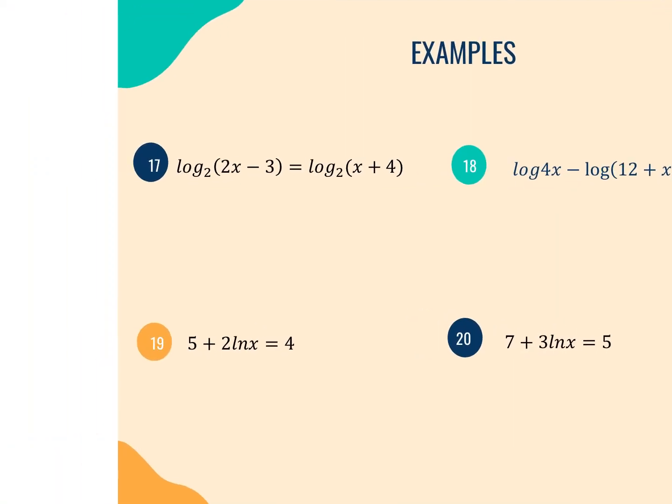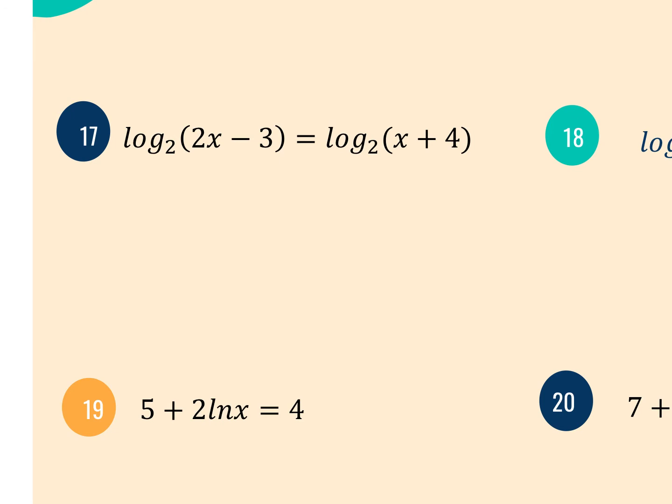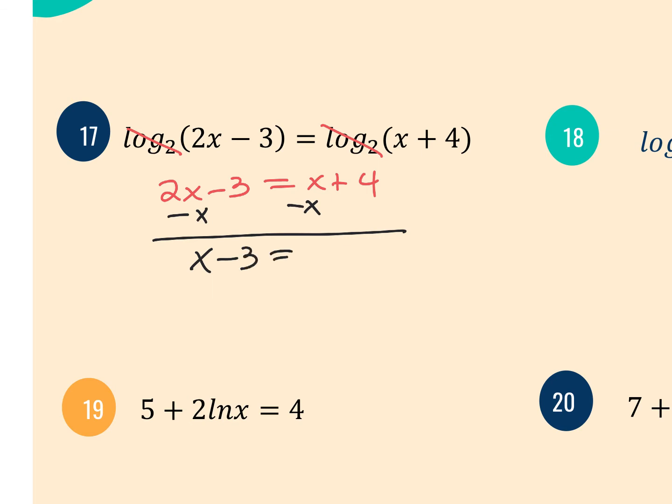So for number 17, notice on this side, I've got a single log base 2 on both sides, nothing to condense here, so I can use my one-to-one property, get rid of the log base 2, and then solve what remains. 2x minus 3 is equal to x plus 4. I need to get my x's together on one side of the equal sign and my numbers on the other. So subtract x from both sides. x minus 3 equals 4. Add the 3. x equals 7.